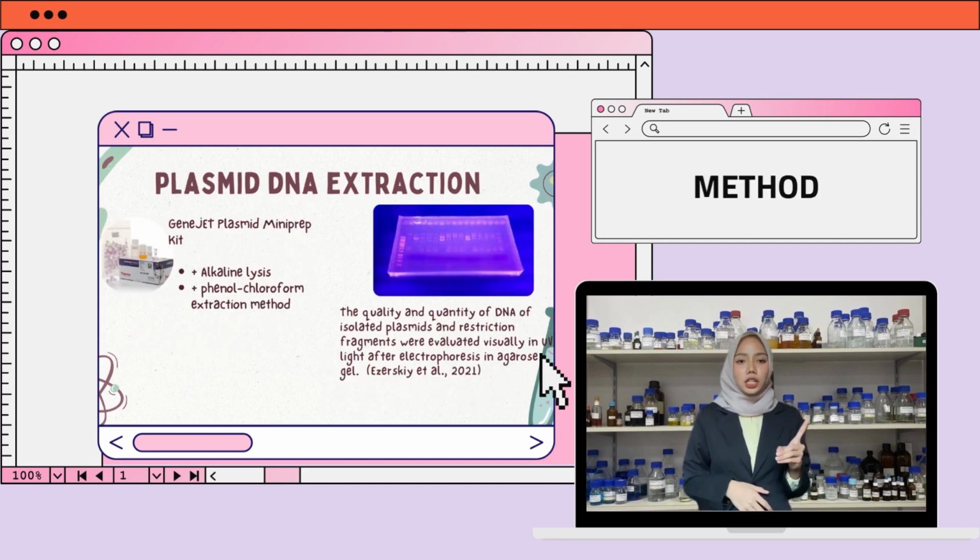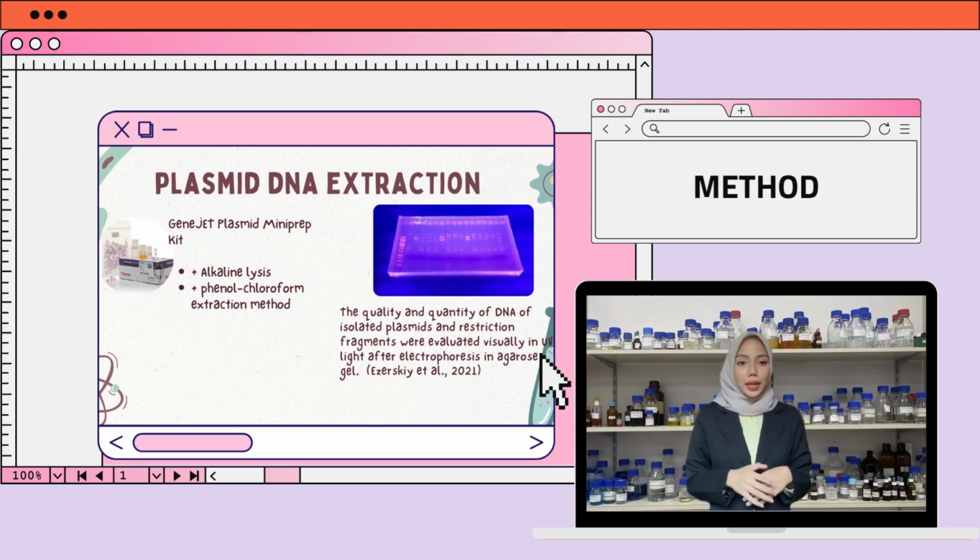Next is the extraction of plasmid DNA. The extraction of plasmid DNA was performed using the GeneJET Plasmid Miniprep Kit with some modifications, by the classic method of alkaline lysis and the phenol-chloroform extraction method.